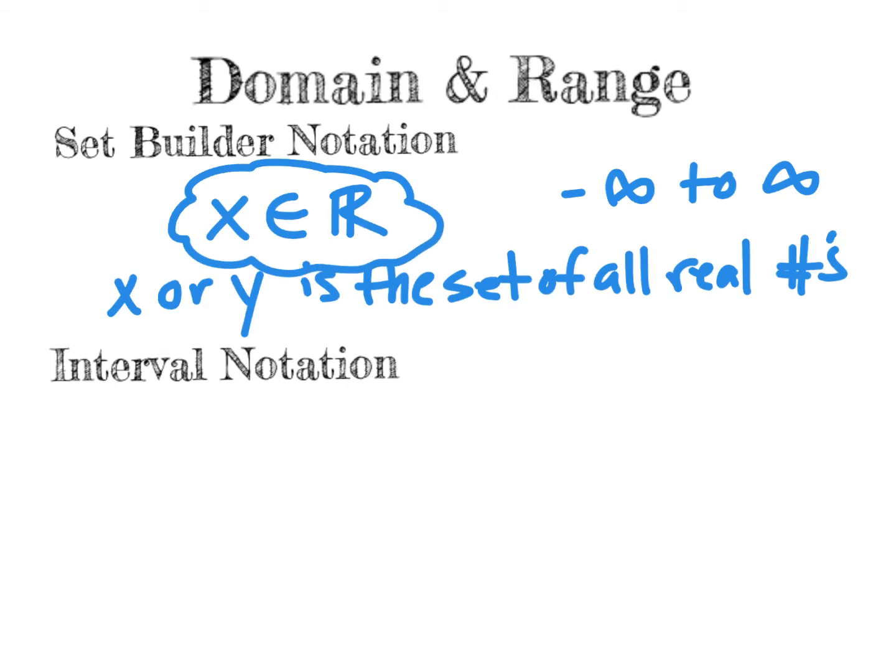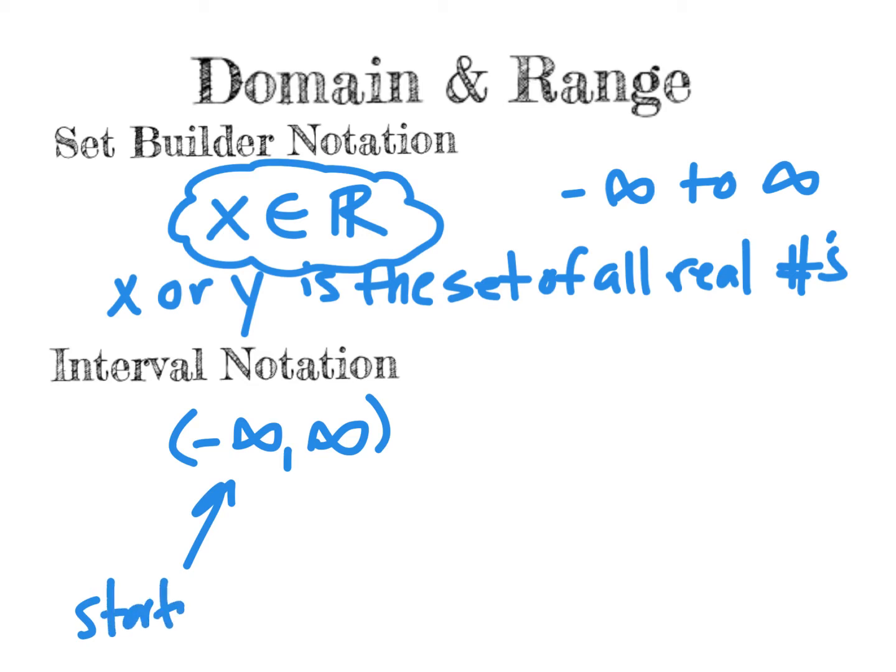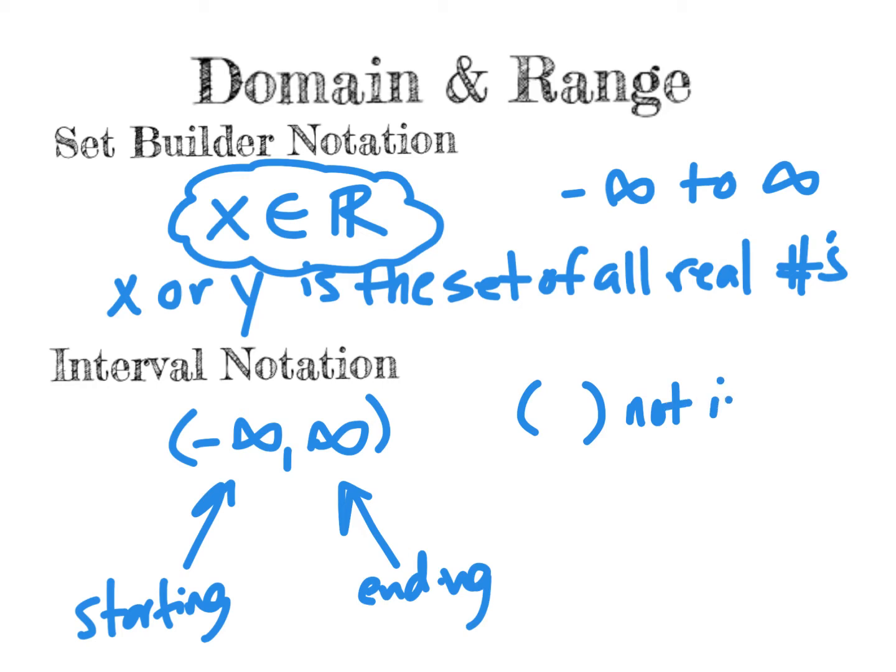Now for interval notation, this is where we use the letter U for union, and we're combining things, right? So as a quick recap, to say it's the set of all real numbers, we usually just say negative infinity, comma, positive infinity. This is the starting point, and then the ending. And then the parentheses means that it's not included. And the brackets means that it is included.